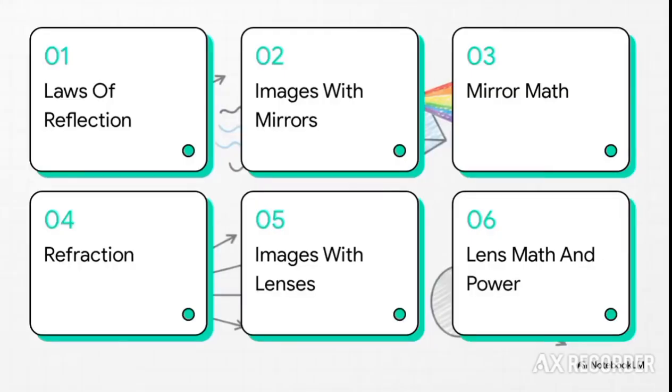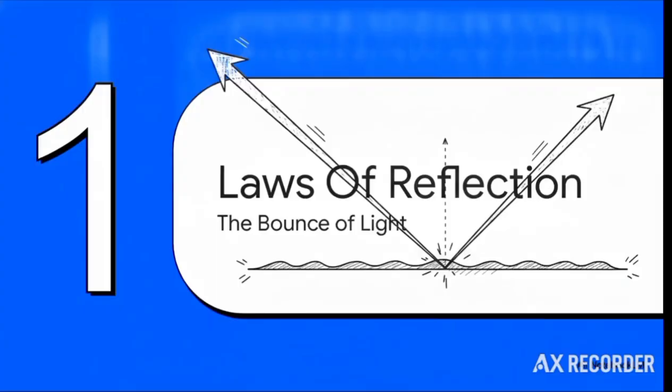So here's our quick roadmap for today. We've got 1. The laws of reflection, 2. Forming images with mirrors, 3. Mirror math and conventions, 4. Refraction and bending light, 5. Forming images with lenses, and finally 6. Lens math and power. Let's get to it. Starting us off with Section 1, the laws of reflection.